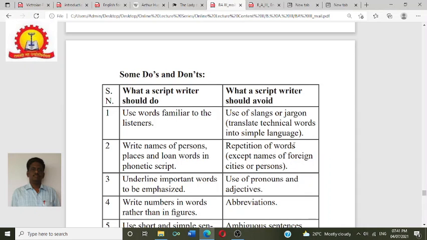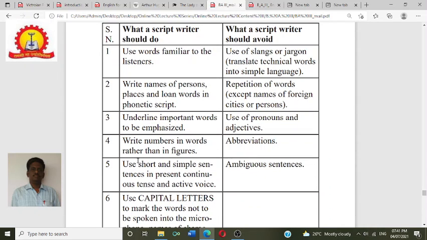Then the use of slang or jargon. You should avoid use of slang or jargon. Translate technical words into simple language. So we should avoid slang. The second do is write names of persons, places and loan words in a phonetic script. So you can pronounce it correctly. For that purpose, you have to write it in a phonetic script.